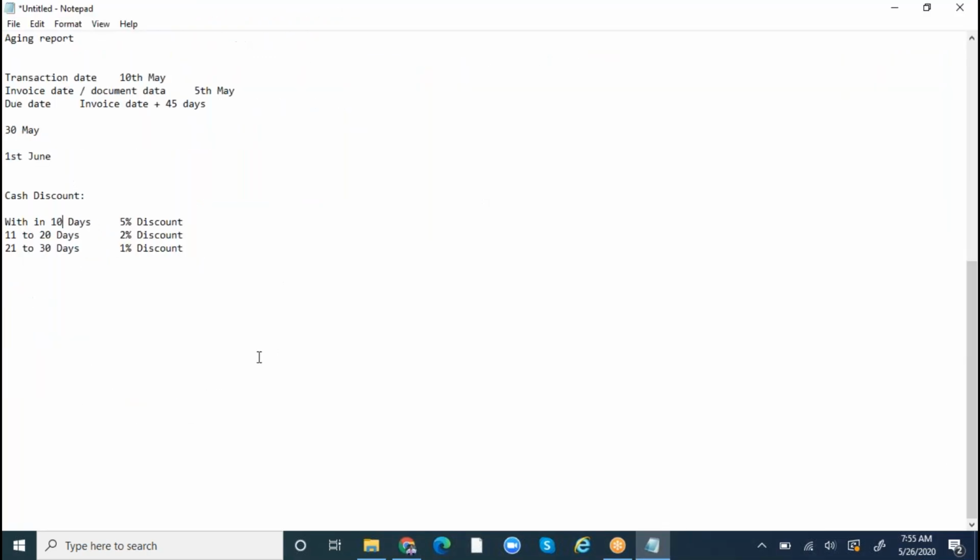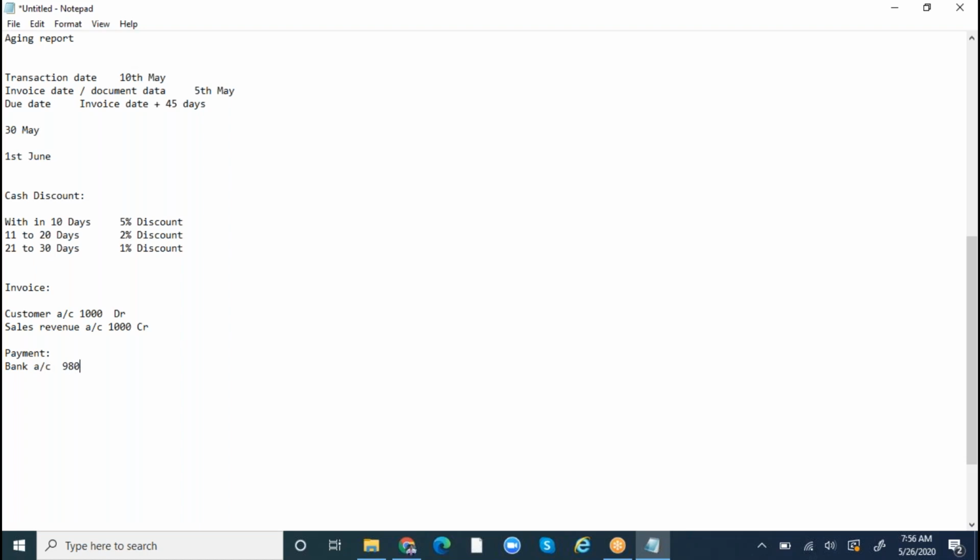Okay, so for this, at the time of invoicing, customer account 1000 debit and sales revenue credit 1000. At the time of payment, here cash or bank account. We have selected the bank account.